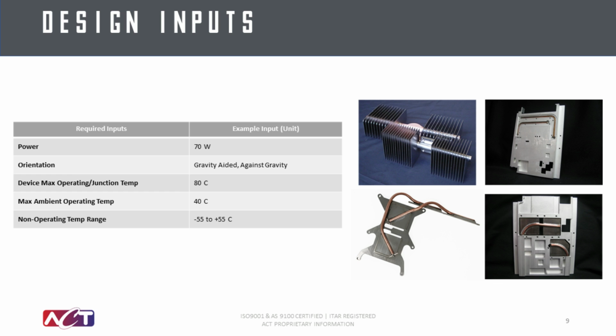Next, it's important to understand some of the system level considerations. For instance, device maximum operating or maximum junction temperature, the maximum ambient temperature or external temperature in which you want to operate your device, and any non-operating temperature range requirements. This is again for items such as storage or transport.